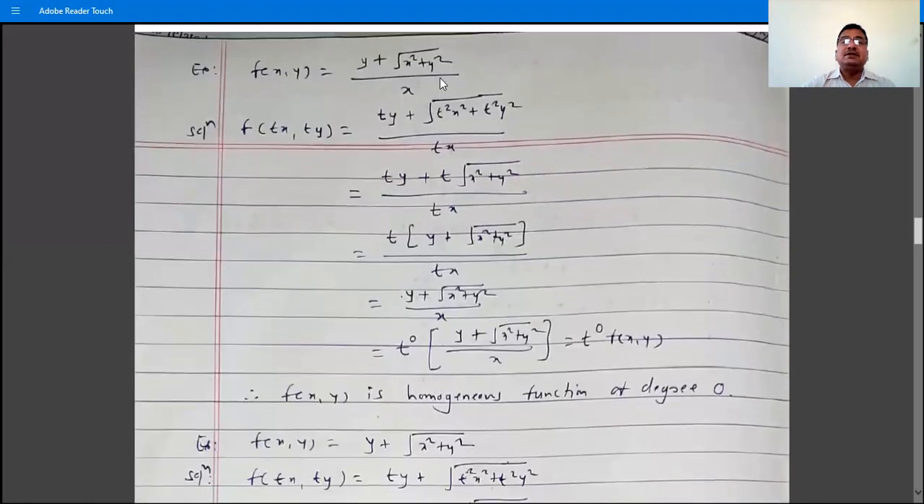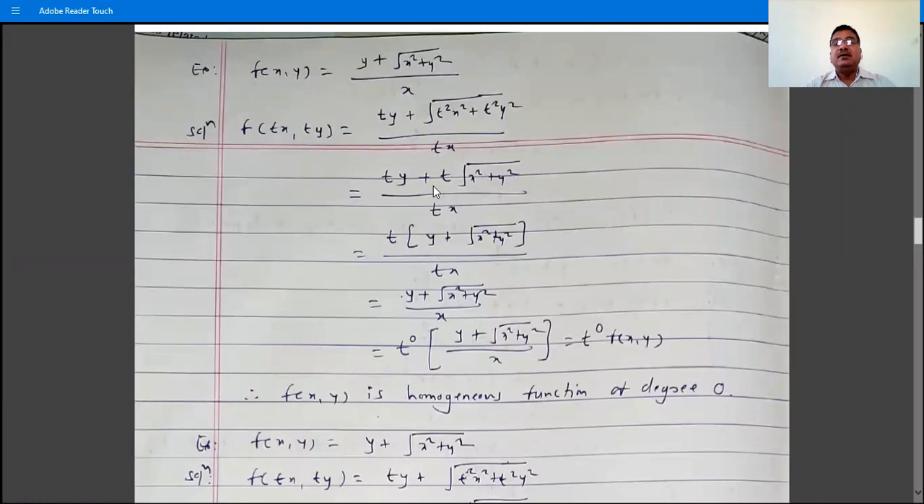If we observe this example, f(x, y) is y plus root x square plus y square divided by x, then we observe the numerator is a homogeneous function of degree 1, and the denominator is a homogeneous function of degree 1, and so the degree of this whole function f(x, y) is 1 minus 1, that is 0. We will check by using the third approach, that is, we will find f of tx, ty. So it is ty plus root t square x square plus t square y square divided by tx. How can we find the value of f of tx, ty? Just replace x and y by tx and ty.